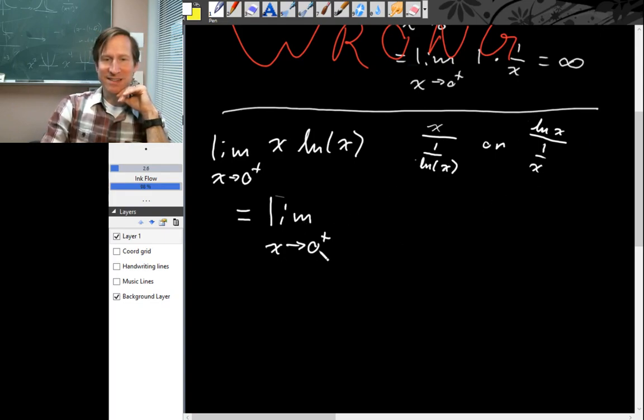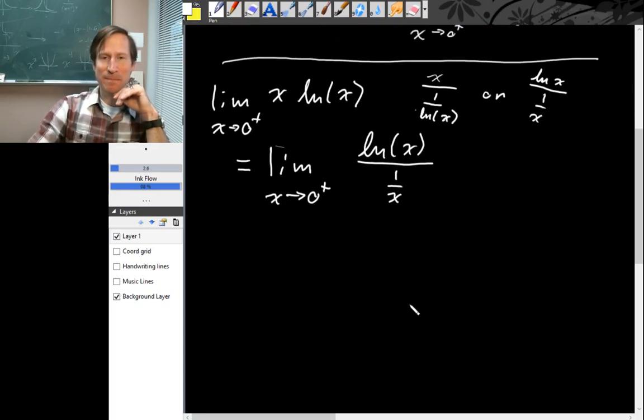So we get the limit as x goes to 0 from the right of natural log x over 1 over x. Okay, so 1 over x is the same as x. So these two things that we're taking the limit of really are the same.